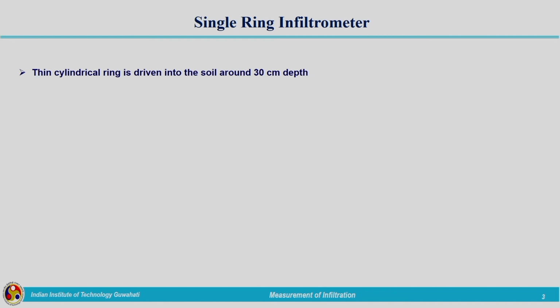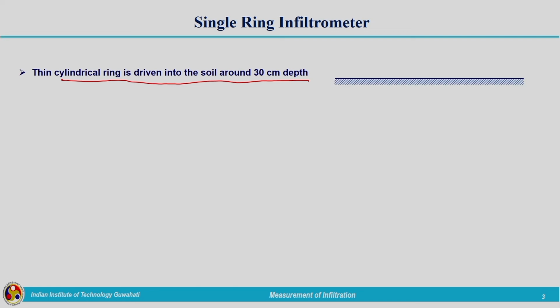First one is the single ring infiltrometer. In this, what we are doing is a thin cylindrical ring is driven into the soil to around 30 centimeter depth. As the name indicates, this single ring is a cylinder having a small thickness. That cylinder will be inserted into the ground.